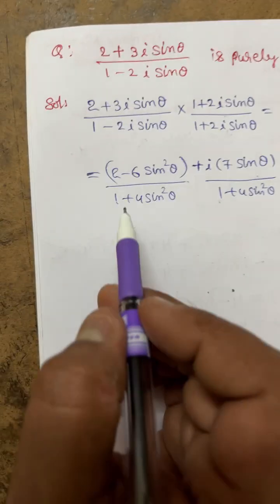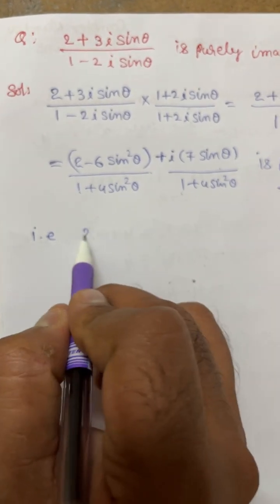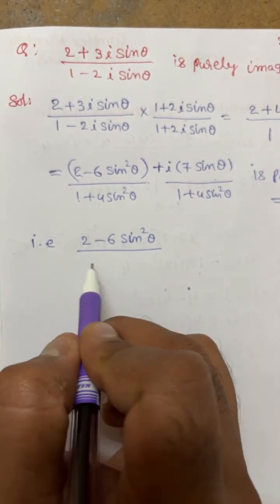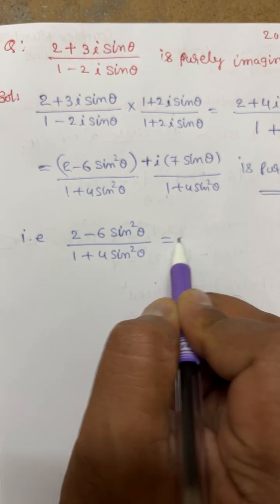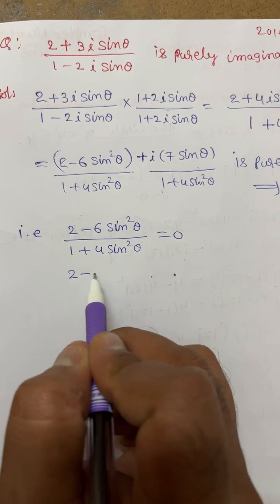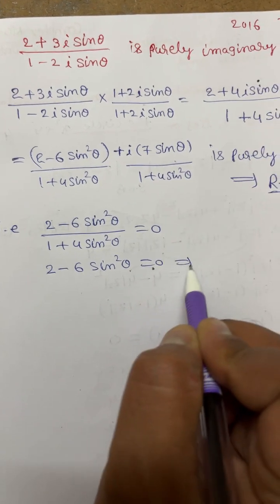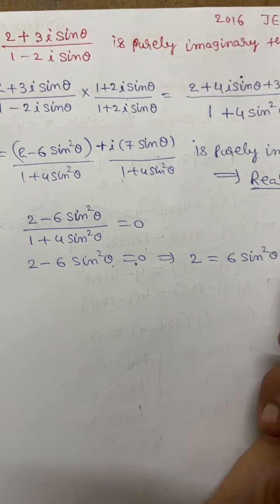So what is the real part in this? This is the real part, that is, 2 minus 6 sine square theta divided by 1 plus 4 sine square theta is equal to 0. Cross multiply: 2 minus 6 sine square theta is equal to 0. That implies 2 equals 6 sine square theta.